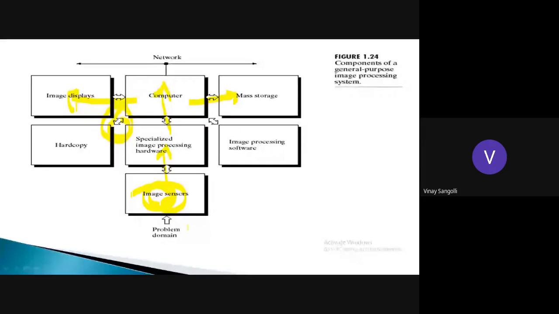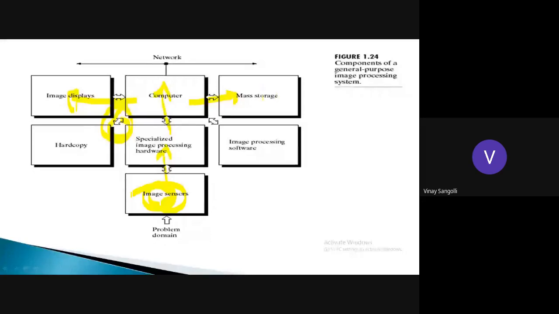So remember, friends, the problem domain enters with your image sensors, then the hardware, then comes your computer. Sometimes, if I don't want to store, then you directly jump to your image display. If you want to store, then you go for your storage. In the meantime, we also need to check your image processing software. Even this forms a very major part. We need to understand how the image is processed, and for that it is very important that I know some algorithms. That is nothing but your software.